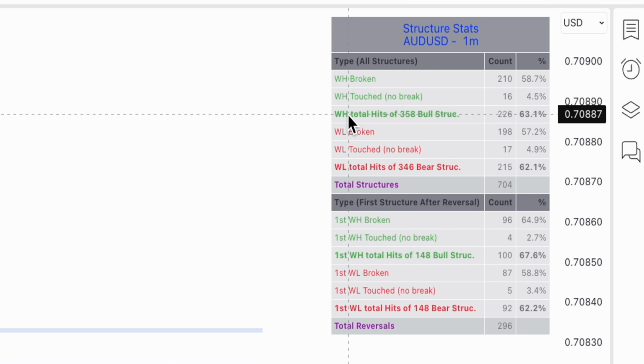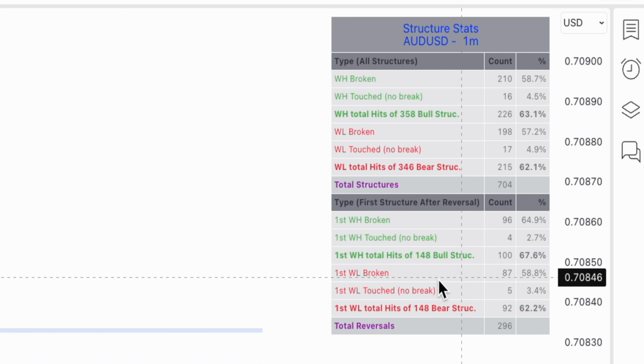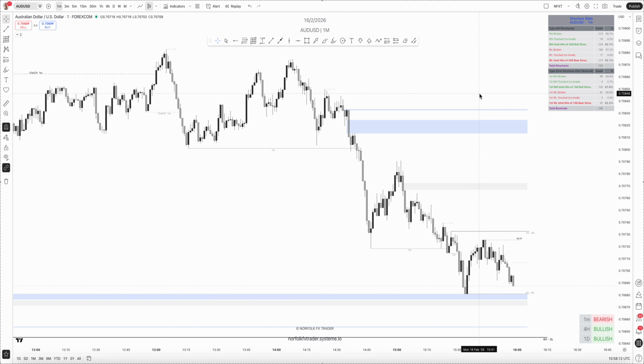If we look at the stats here, for a week high, we've got a 63.1%, but on a first break of structure for a week high it's 67.6%. That tells me when we're looking for a change of character bullish, very often you'll find a change of character will run for the previous week high again at a higher rate than the actual continuation.